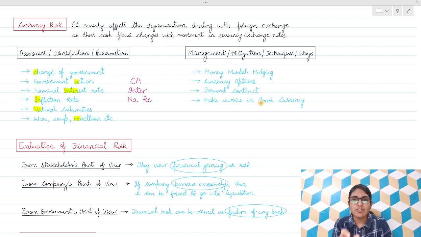Next, management or mitigation techniques or ways of currency risk. How do you manage currency risk? Money market hedging, currency options, forward contract, make invoice in home currency. These are the practical topics that we studied in the forex chapter.